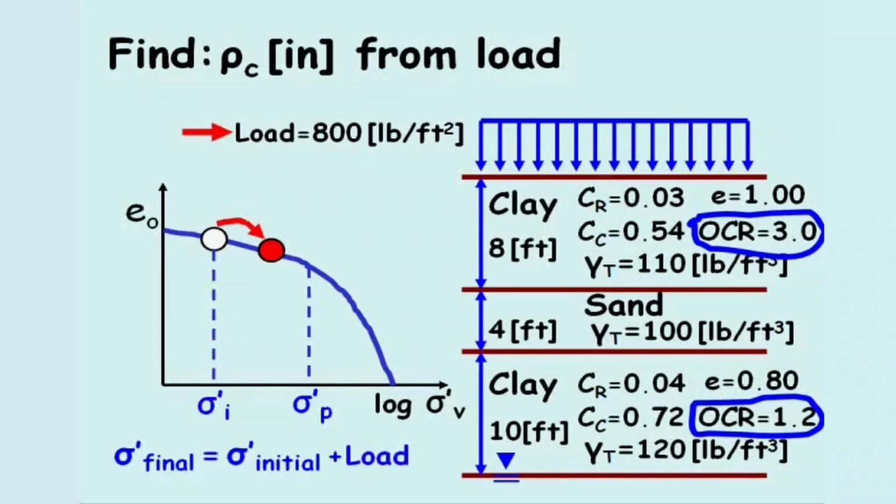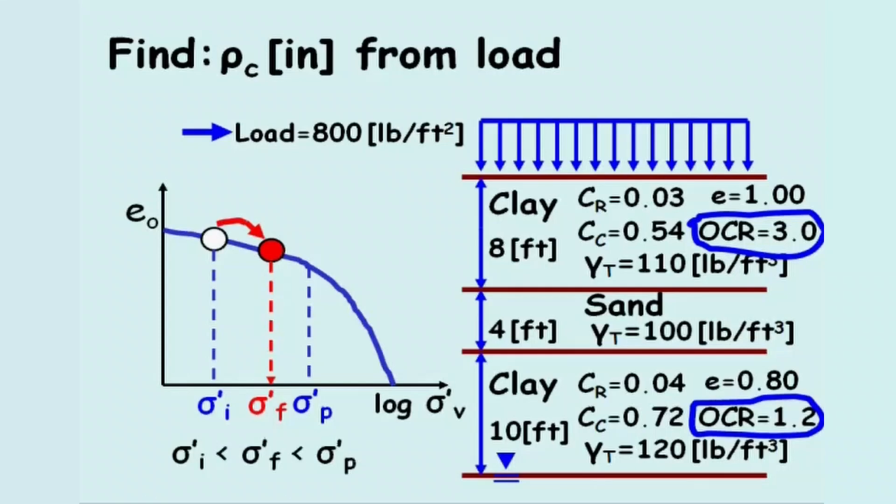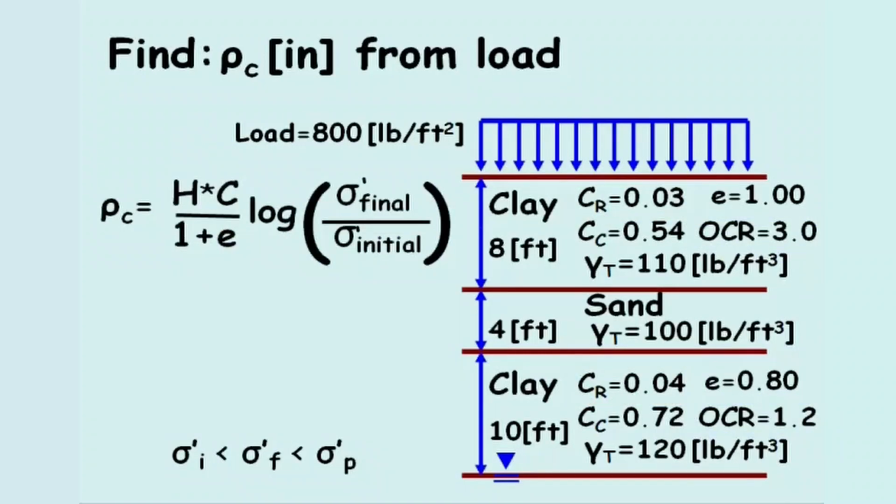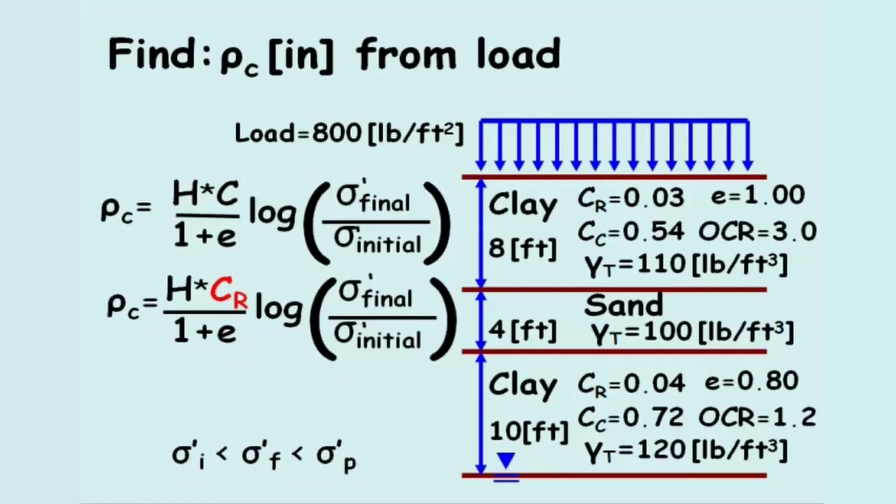If the final stress is less than the pre-consolidation stress, then the entire consolidation occurs along the recompression curve, which has a slope equal in magnitude to the recompression index. If this is the case, we would use the recompression index in the consolidation settlement equation.